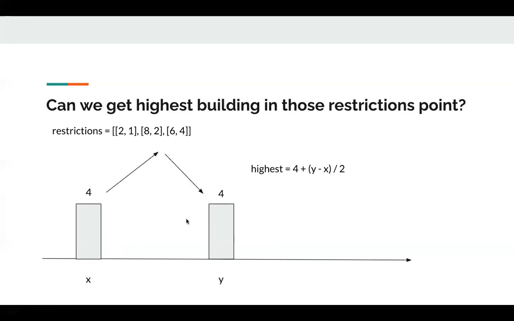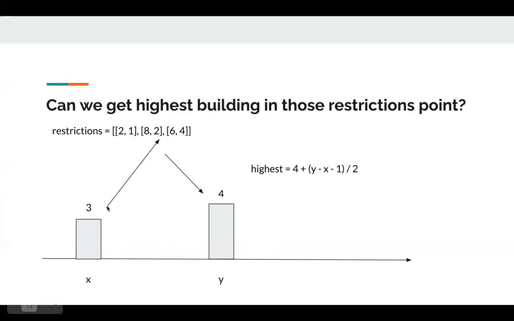For example, we have restriction points x and y, and their highest building height, which is 4. So what's the highest building we can build between x and y? It's very simple. The answer is 4 plus (y minus x) divided by 2, since we need to go up, then go down. Okay, what if the heights are not the same?